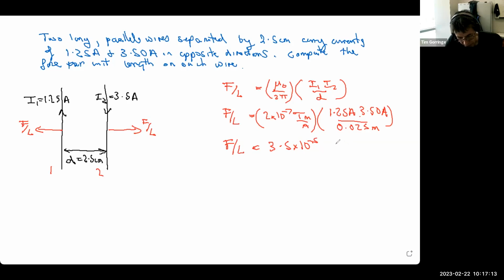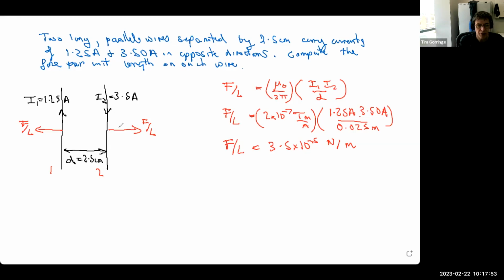And the units here will be the units of force, which is newtons, divided by the units of length, which is meters. So that's newtons per meter. So for each meter of wire, the force is 35 micronewtons. That's 35 micronewtons per meter force per unit length on the left-hand wire. That's 35 micronewtons per meter of force per unit length on the right-hand wire. And so that's the answer to our question.